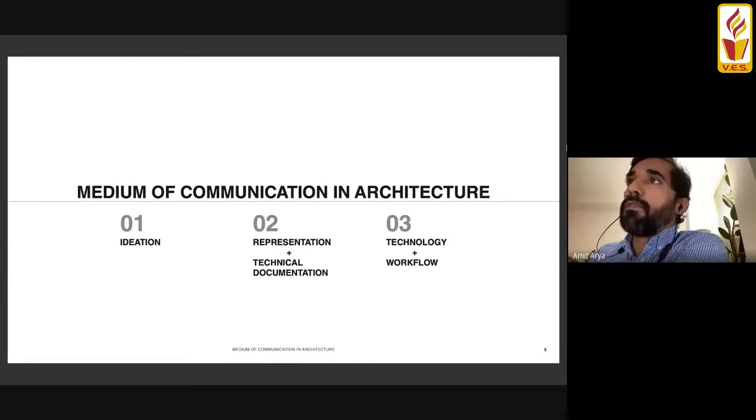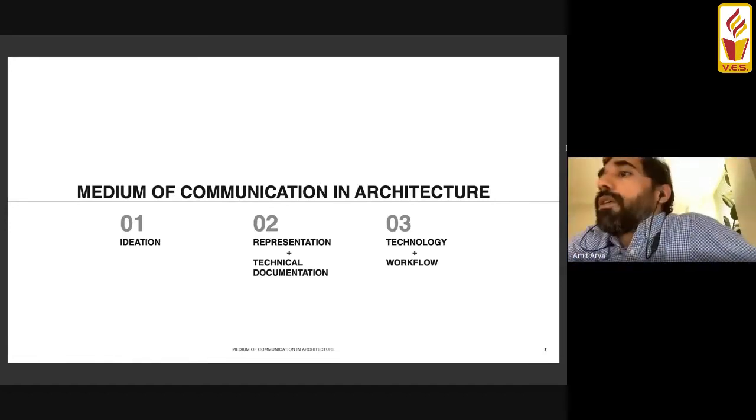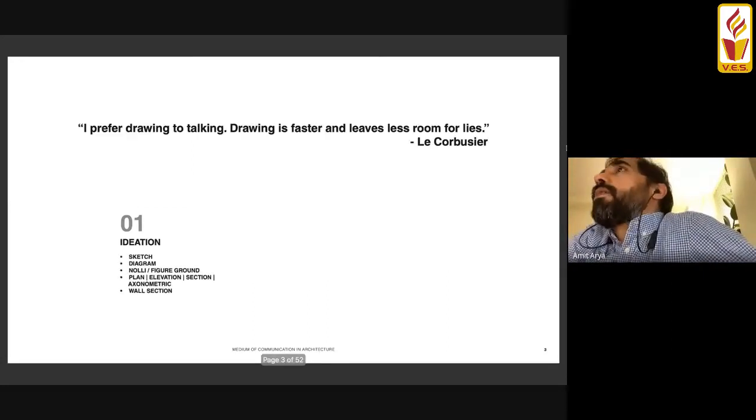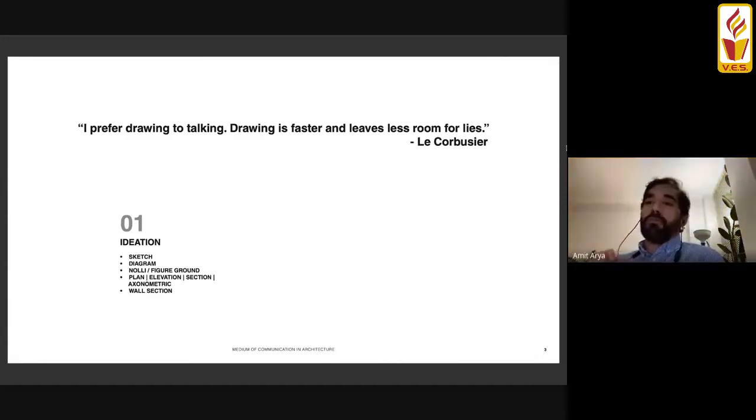So let's start with the first section on ideation, right? I was thinking of the most important sentence with which to begin this whole talk, and who better than Le Corbusier, who said something very poignant about drawing. The quote is, "I prefer drawing to talking. Drawing is faster and leaves less room for life."